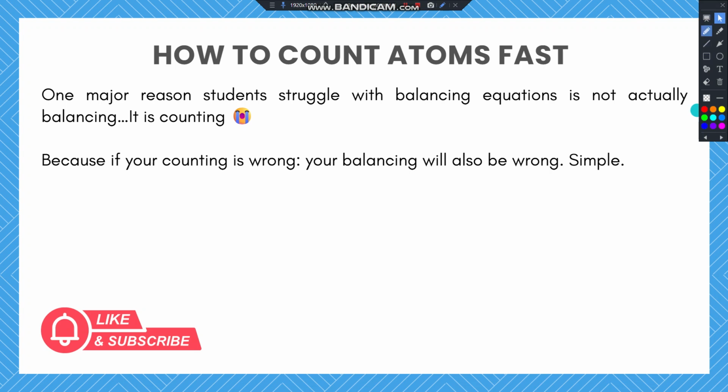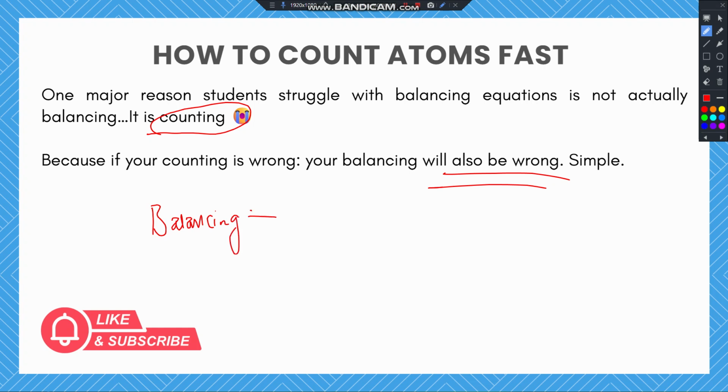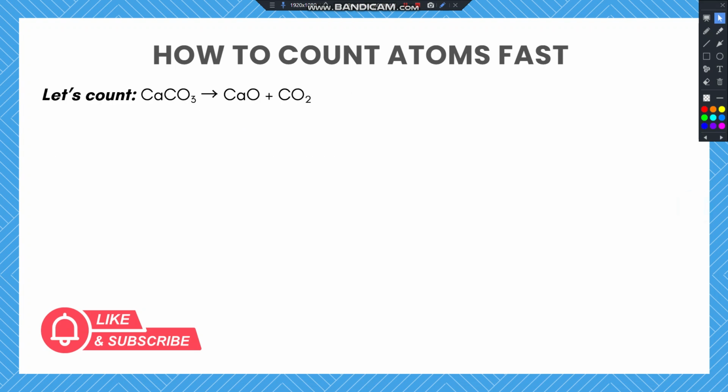One major reason students struggle with balancing chemical equations is not actually the balancing, it's the counting aspect. The truth is, if your counting is wrong, then automatically your balancing will also be wrong, because your balancing depends on your counting. So the skill of knowing how to count properly in the process of balancing chemical equations is key.